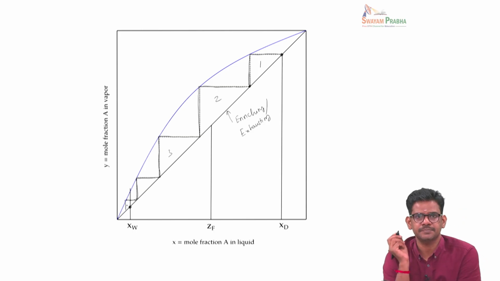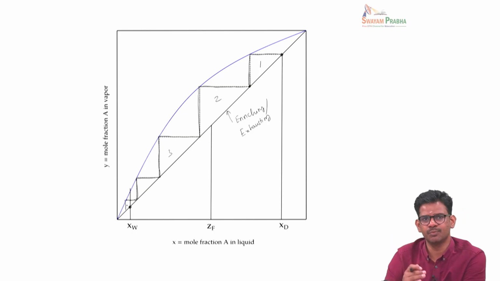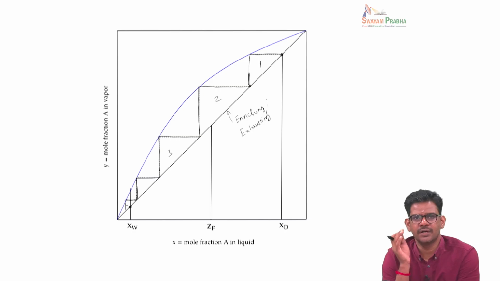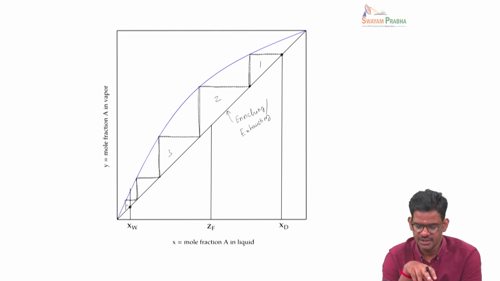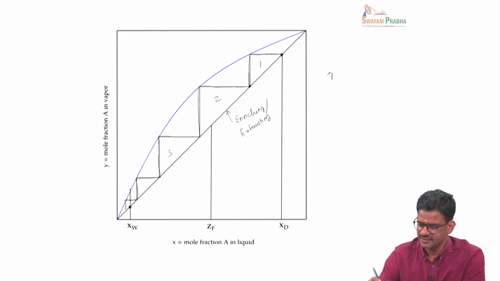So here you see that since both operating lines are coinciding with the 45-degree line, we don't have to make a transition between the two lines. They are the same in this particular case. So total reflux leads to minimum number of theoretical stages.